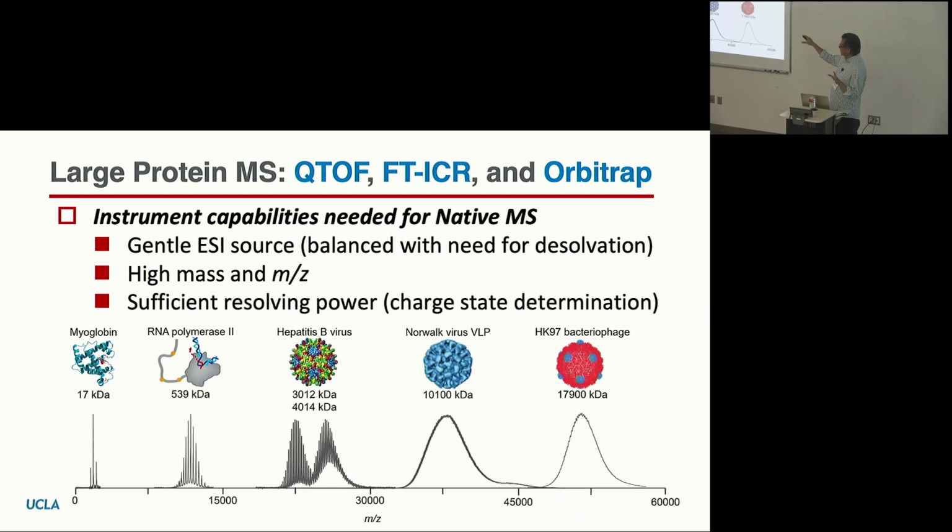This slide just says that all kinds of mass spectrometers can be used for native mass spectrometry, including QTOFs, FTICR instruments, Orbitrap instruments now. All of these instruments have sufficient mass-to-charge range, especially if you're trying to look for large molecules. You have to have enough resolving power so that you can see charge states for large complexes. All of these have been used, and so most instruments now can be used for native mass spectrometry.